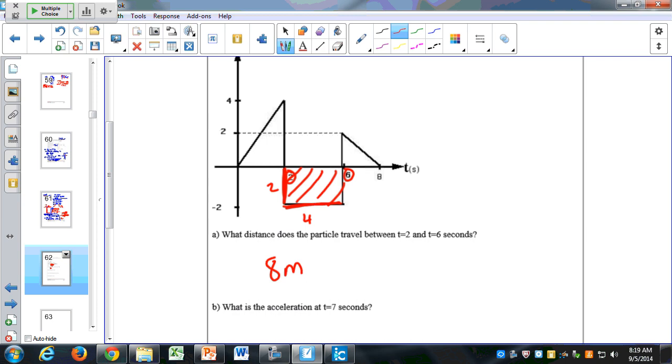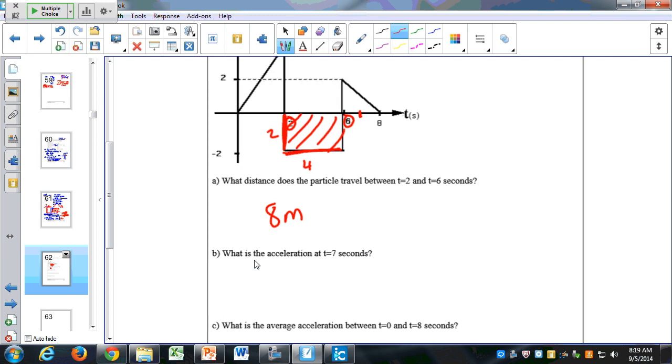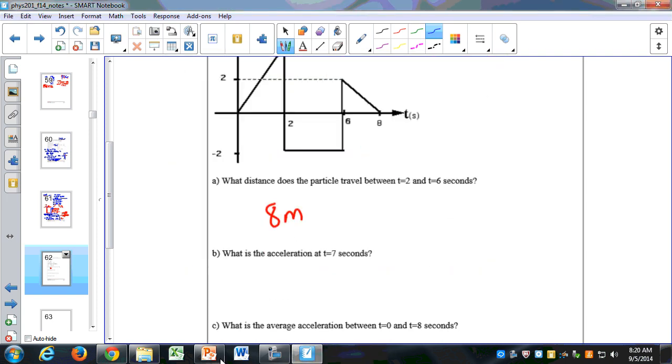Now in the next part, I want you to find the acceleration at t equals 7 seconds. That's at this point right here. Go ahead and find the acceleration. They have the acceleration. Young, you have it? What is it? Negative what? 1, negative 1? That's right.